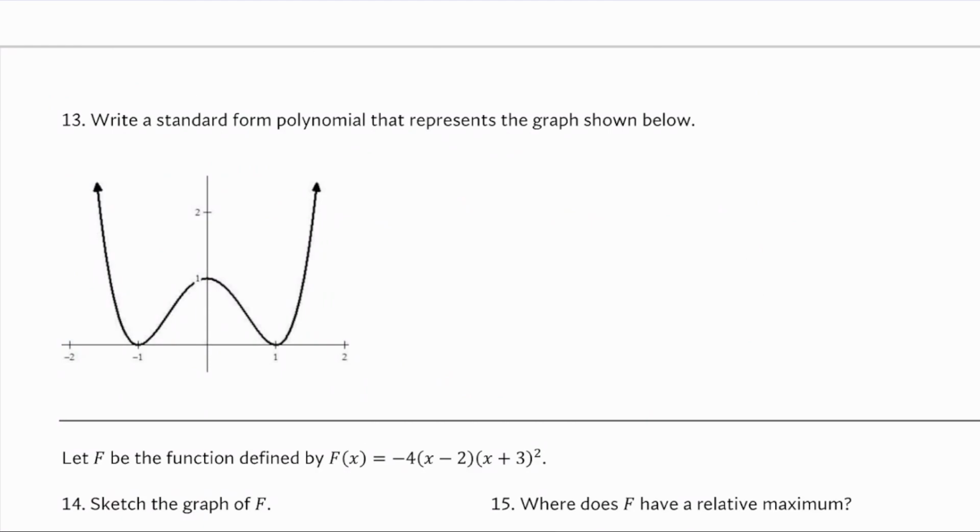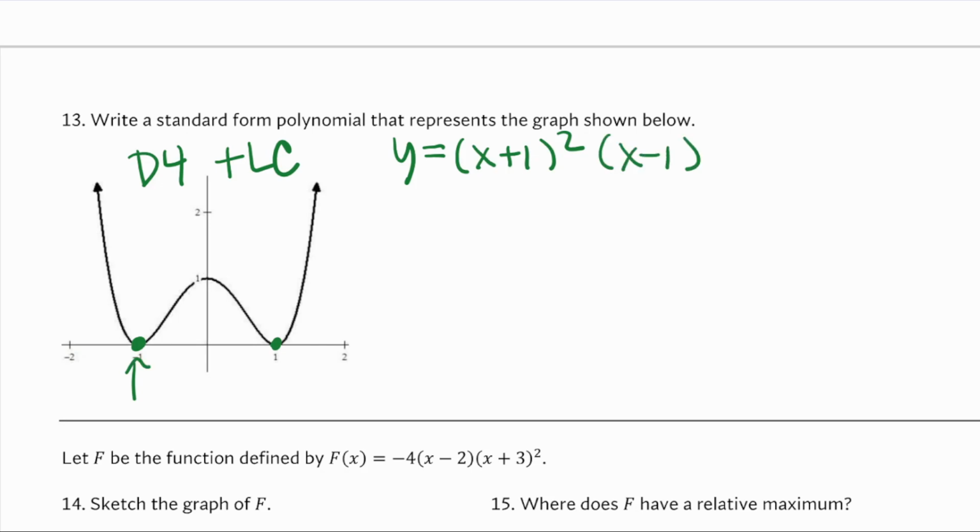All right, on this one, we're going to write a standard form polynomial that represents the graph shown below. So I think what I'm supposed to be noticing here is that I've got a double root at x equals -1 and a double root at x equals +1. Okay, I would say overall this looks like a degree 4 because it's got 3 turning points, and the arms of it open up in the same direction, so it looks like degree 4 with a positive leading coefficient. So I'm thinking that this is going to be y equals x plus 1 squared from that double root multiplied by x minus 1 squared from that double root.